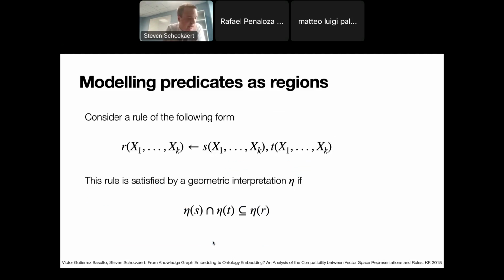So just to illustrate this, if we have a very basic rule, so if S applies to some tuple and T applies to the same tuple of arguments, then it always holds that R applies to that tuple of arguments, right? So if you have this kind of rule, then straightforwardly we can interpret it geometrically in terms of intersections and inclusions, right? So this rule really means, if we think about it spatially, that the intersection of the regions representing S and T is included in the region that represents the relation R.